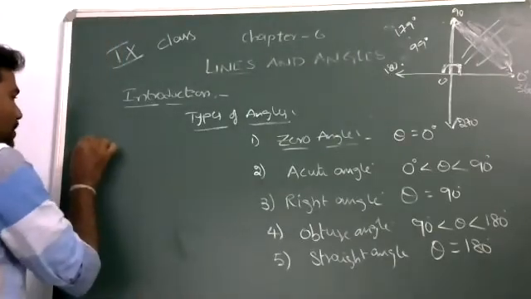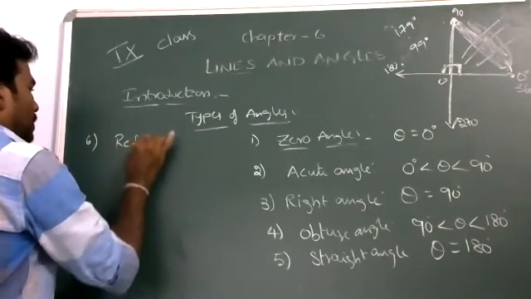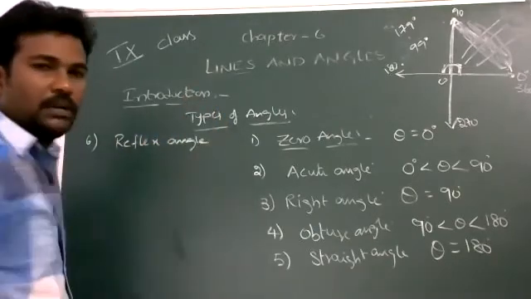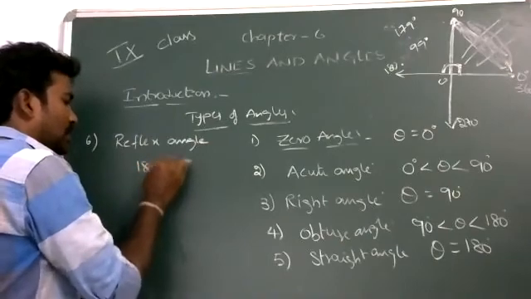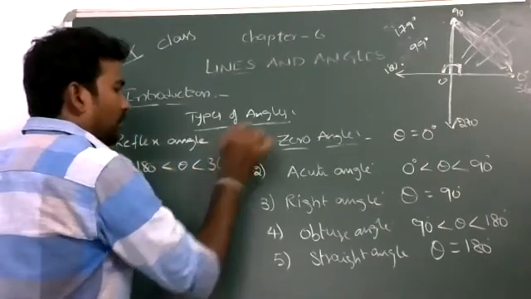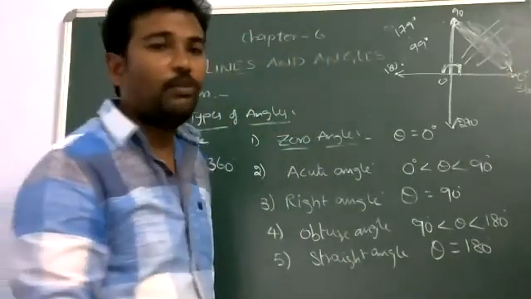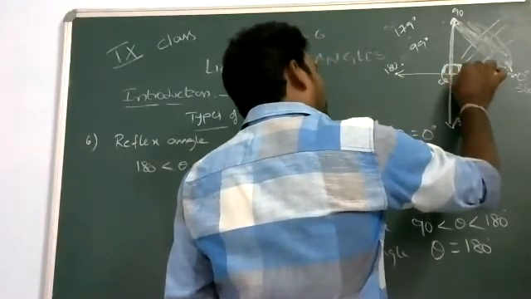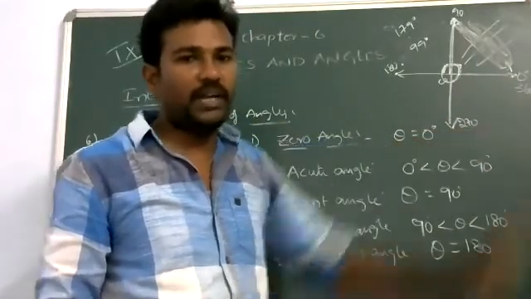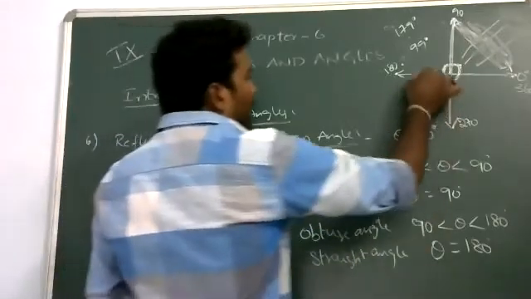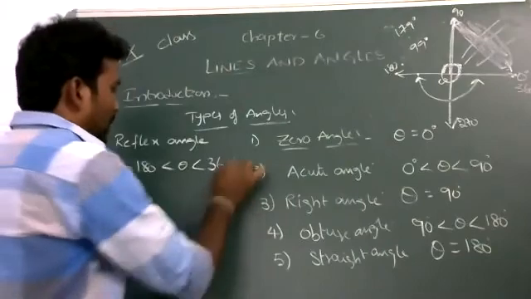Next comes the sixth one. The sixth one is the reflex angle. Reflex angle means 180 degrees less than theta less than 360 degrees. That means the angle lies between 180 and 360 degrees. It is zero when one complete rotation, one complete cycle, is finished, representing 360 degrees, the complete angle. So the angle lies between more than 180 and less than 360 degrees. Then those angles are called reflex angles.